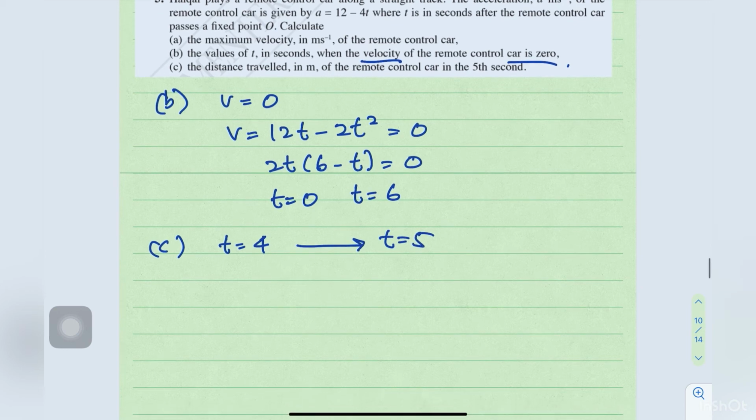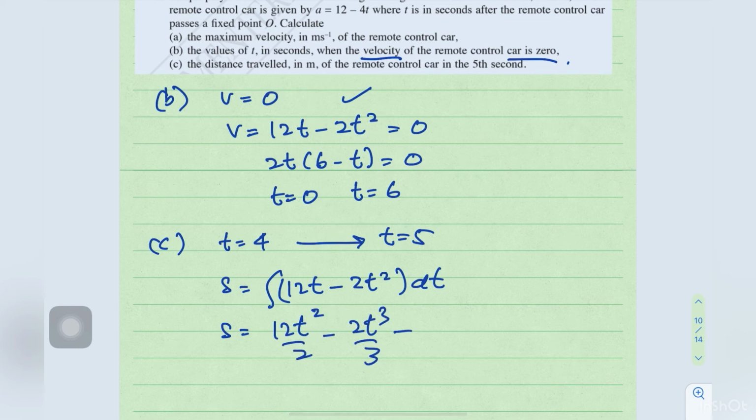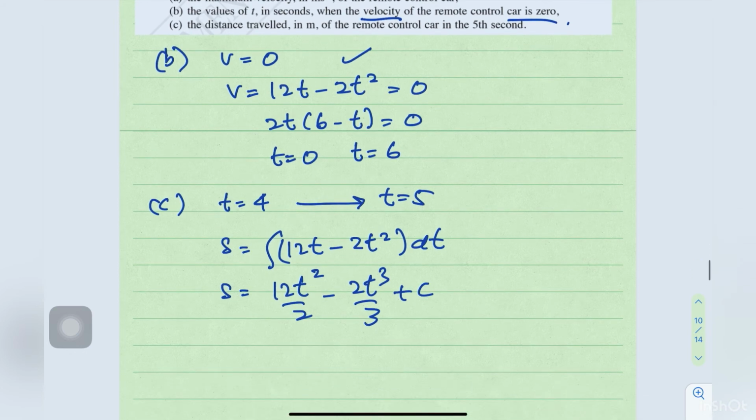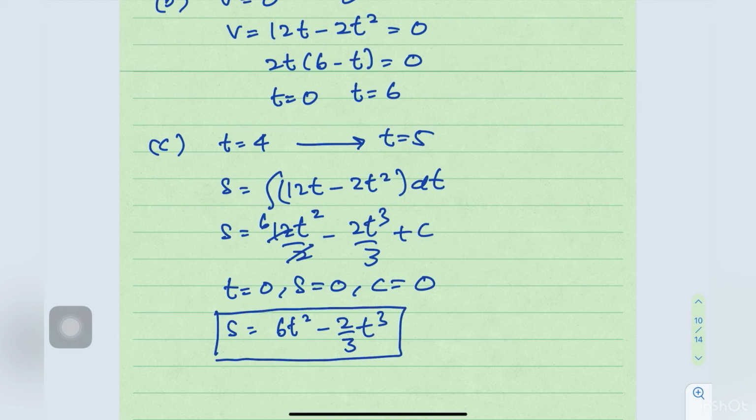Okay, so we need to find s from velocity. Integrate velocity, 12t minus 2t squared, with respect to t. So s is 12t squared over 2 minus 2t cubed over 3 plus c. Assume when t equals 0, s equals 0, so c equals 0. Then s equals, simplifying, 6t squared minus 2 over 3 t cubed. So this is the function of displacement.